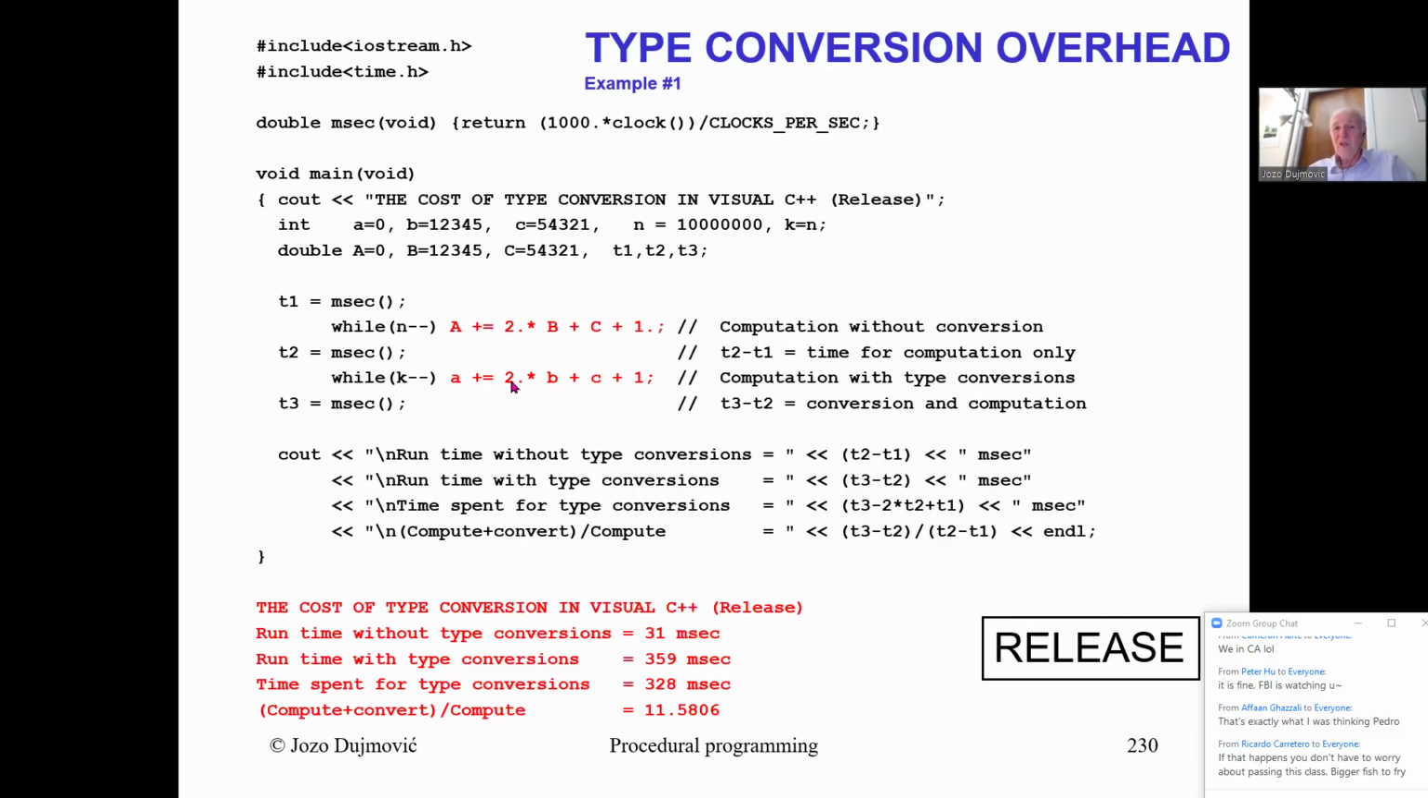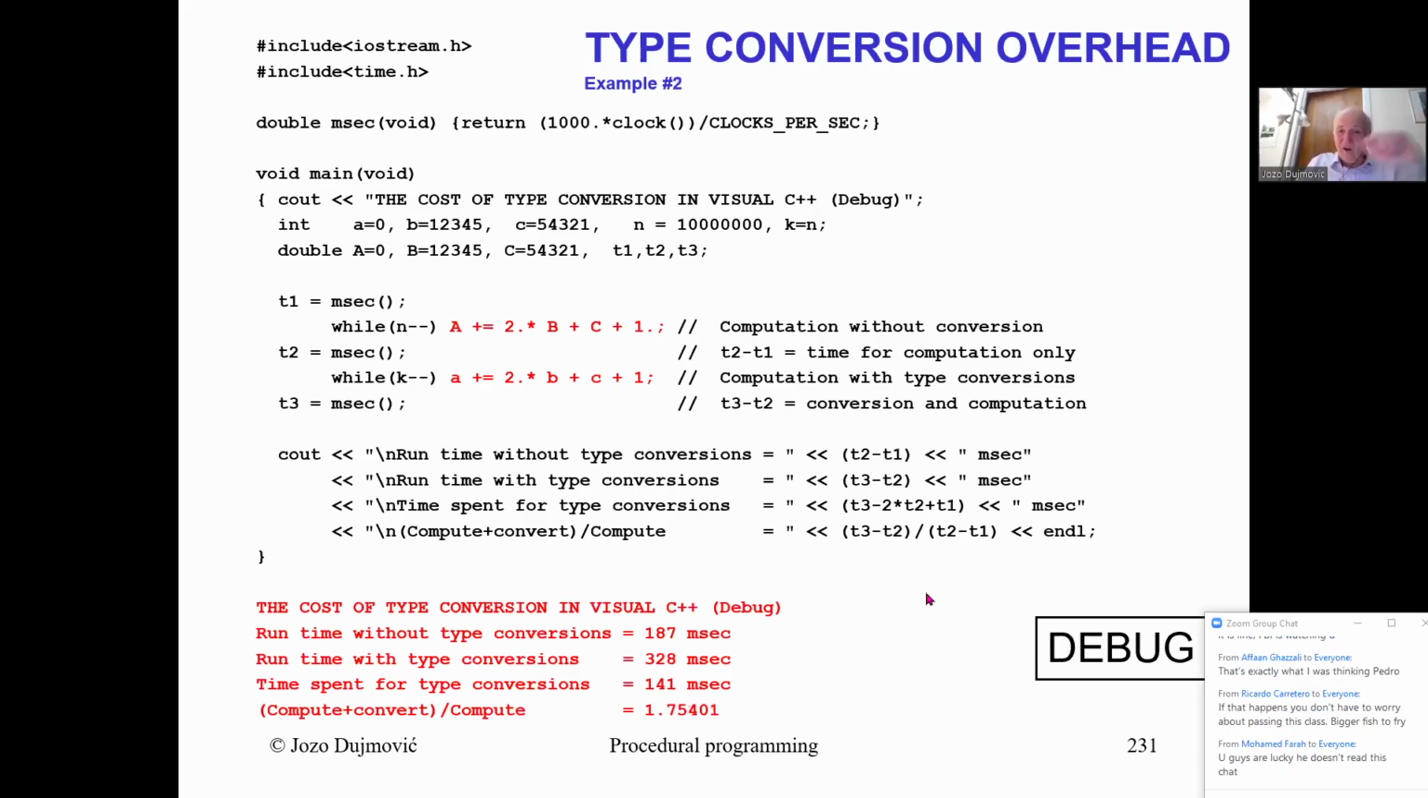Of course, you can say, I don't care for this because these are milliseconds. Yes, these are milliseconds. But put this in all your programming style from now to eternity, and you are going to get that everything runs 11 times longer than it should run. So this is 31 milliseconds, and this is 359. And if you compute plus convert divided by compute, it is 11.58 times slower. Hey, this is tragical. Okay. Then we go further.